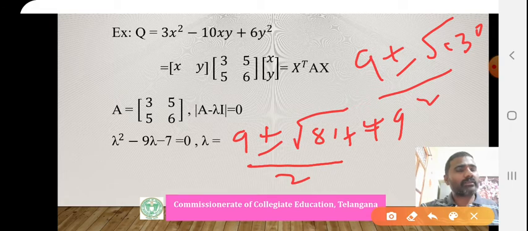And what is the nature of the quadratic form? Indefinite. One is positive, one is negative. If all are positive or all are negative, we can decide otherwise. But here one is negative and another one is positive. That's why it is an indefinite quadratic form.